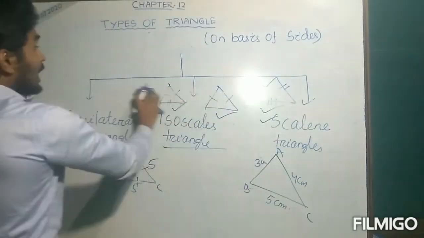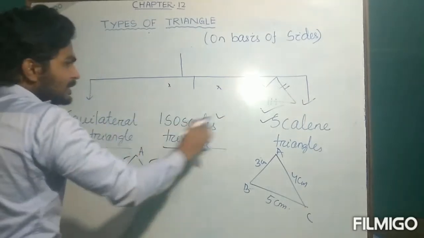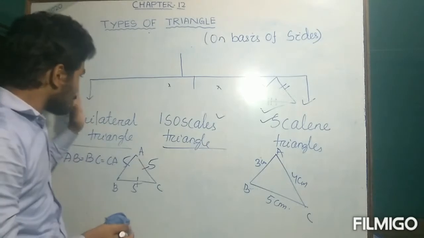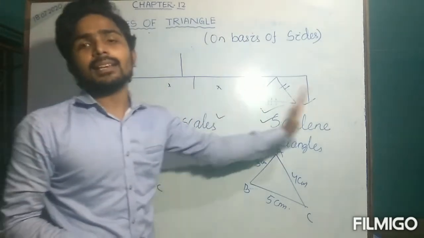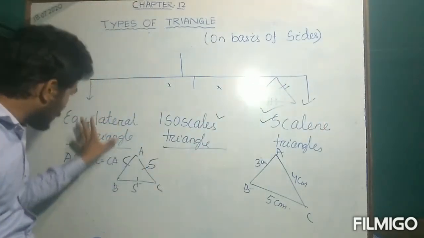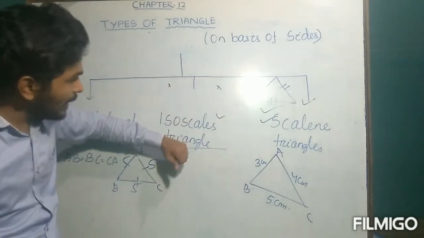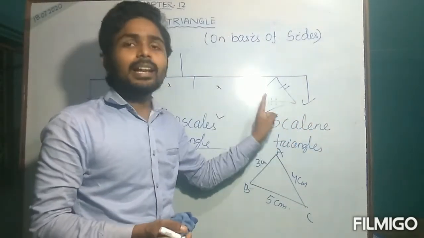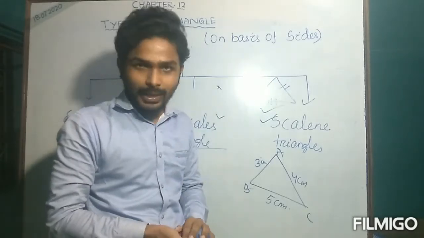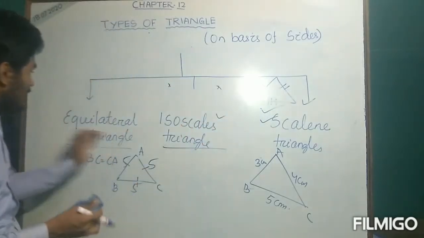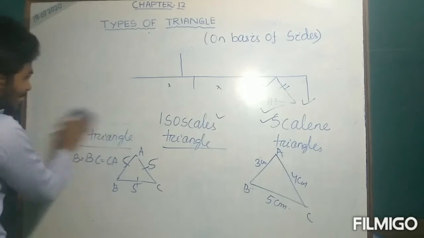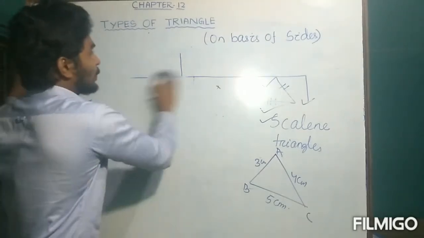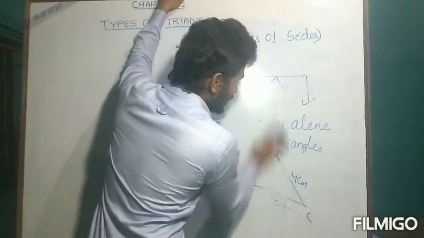Okay, so now what we will do? Now out of these three triangles we have to find out the area of each triangle step by step. Okay, first we will find the area of equilateral triangle, then we will find the area of isosceles, and finally we will find the area of scalene triangle, that is related to Heron's formula. Okay, so first let us discuss what an equilateral triangle is and finding its area. So, starting with equilateral triangle.